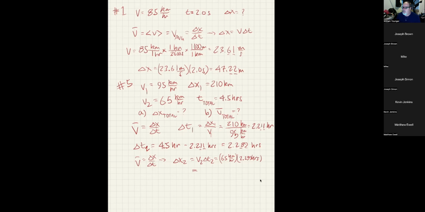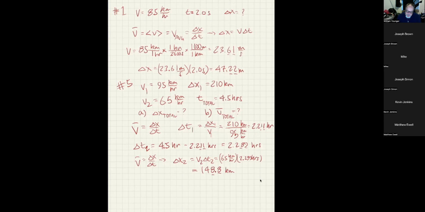If you got somewhere where units weren't canceling out right, you'd have to reach some decision on what common unit you want to use for at least some part of it. So I'm going to multiply 65 kilometers per hour times that 2.289 whatever unit, and that gives me roughly 148.8 kilometers. Okay, again, that's 2 extra sig figs.